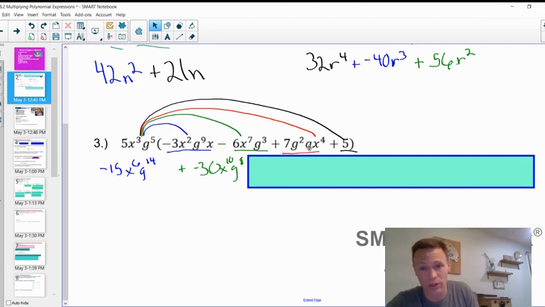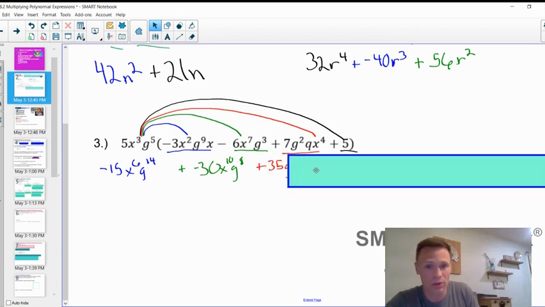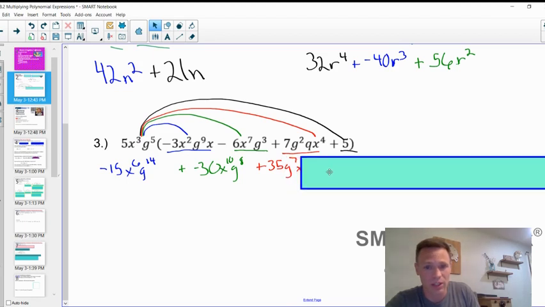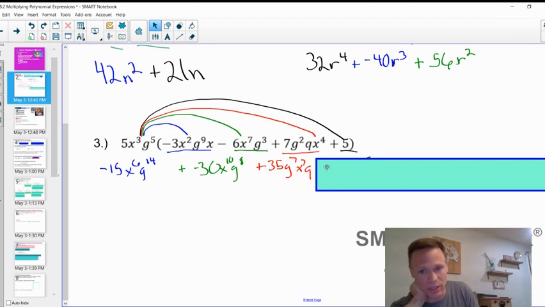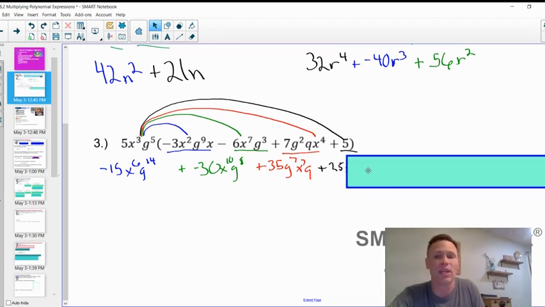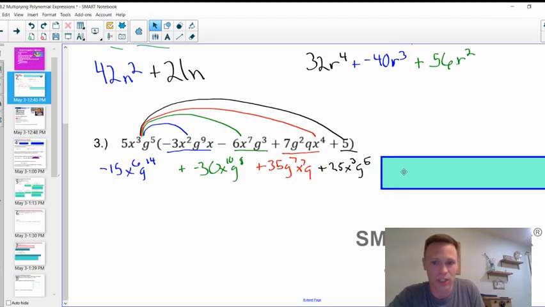That's going to be 7g squared qx to the 4th. The numbers are going to be 35, 7 times 5 is 35, g to the 7th, because we got 2 g's here and 5 g's there, x to the 7th, we got 3 x's here, 4 x's there. That's going to be x to the 7th. And then that q just goes along for a ride. There's nothing to combine it with. Then the last term here is just 5. So we're going to have 5x to the 3rd, g to the 5th times 5. That's going to be 25x to the 3rd, g to the 5th.